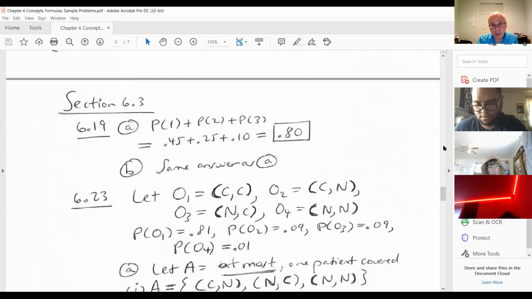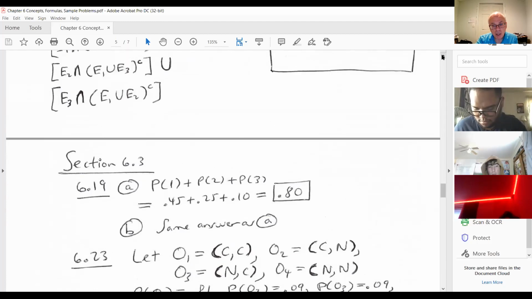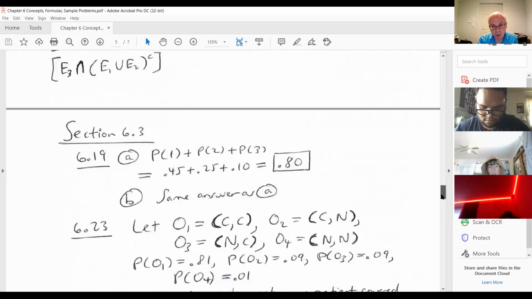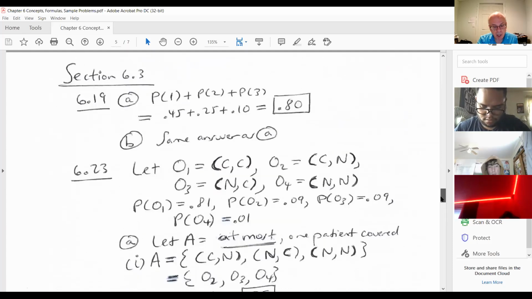So that's section 1, and it's basically how do we list events. And here in the last part of section 1, we were combining events together and how to show them with a Venn diagram. Now, section 2 did not have any problems, but section 3 does. Section 3 is just some basic probabilities.